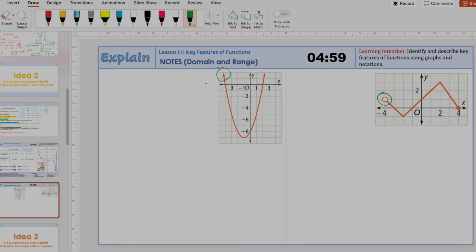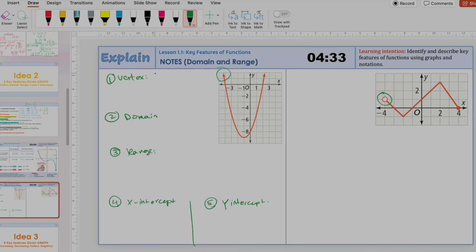So let's see, I'm going to find the 5 key features again. First, the vertex. You don't have to, but it's just nice to find it. Domain, range, x-intercept, and y-intercept.